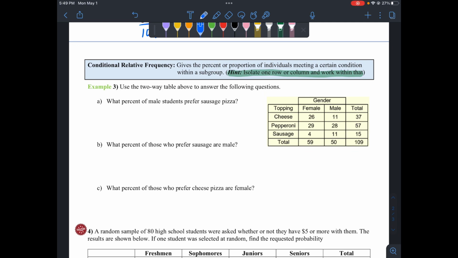So I have, what percent of male students prefer sausage pizza? So now I'm not looking at total participants, I'm looking at male students only. So I'm going to be focused on my male column. So I have 50 males, and I want to know how many prefer sausage. So I'm going to have 11. So if I divide, I would get 22%.